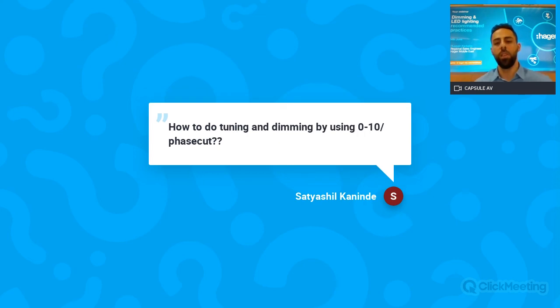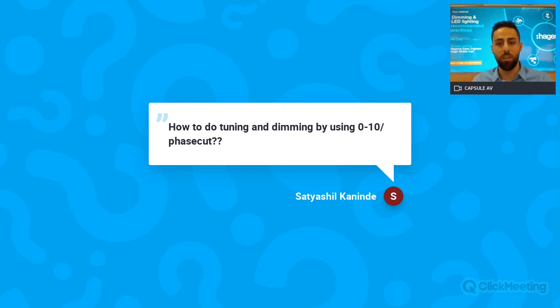How to do tuning and dimming by using 0 to 10 and phase cut? I'm not sure on this question, but I will go back to the type of dimming. The phase cut is on the power line, so you just bring the line input and put it in the dimmer as input line, and the output will go to your lighting circuits, and that's it. Whatever else is done inside the dimmer depends on the technology inside, and it will be tuning the light and the dimmer.